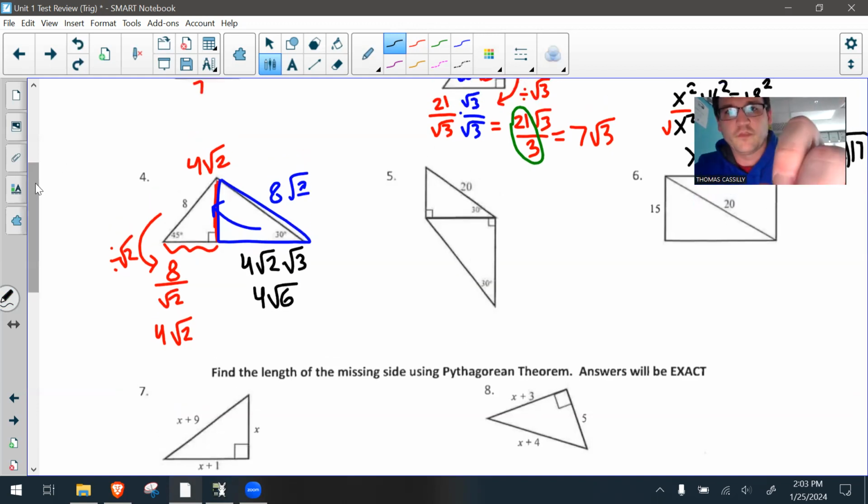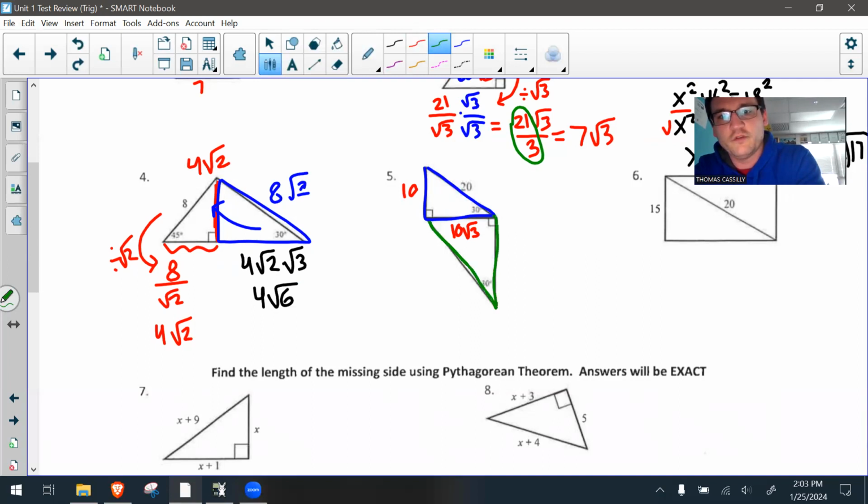All right. Now on number 5. 30, 60, 90 triangle, they give us the hypotenuse. All right, so chop it in half. That short side is going to be 10. That means this medium side is 10 square root of 3. Okay, so that triangle's done.